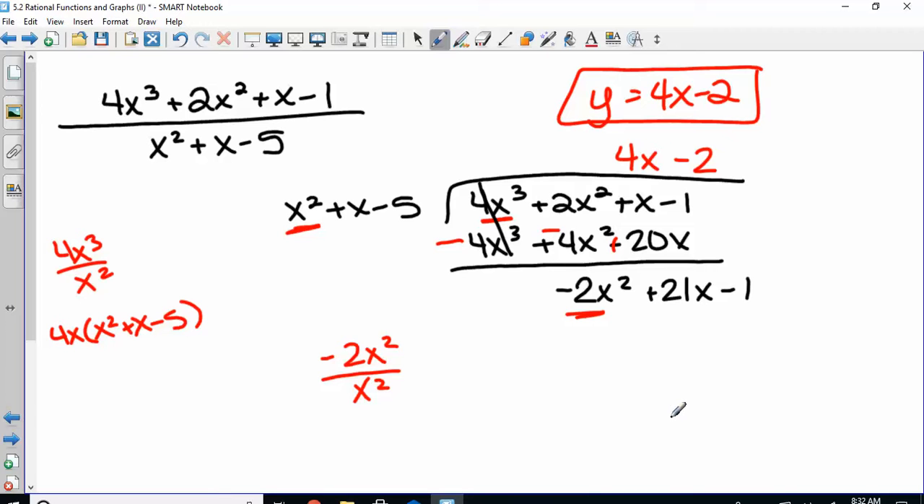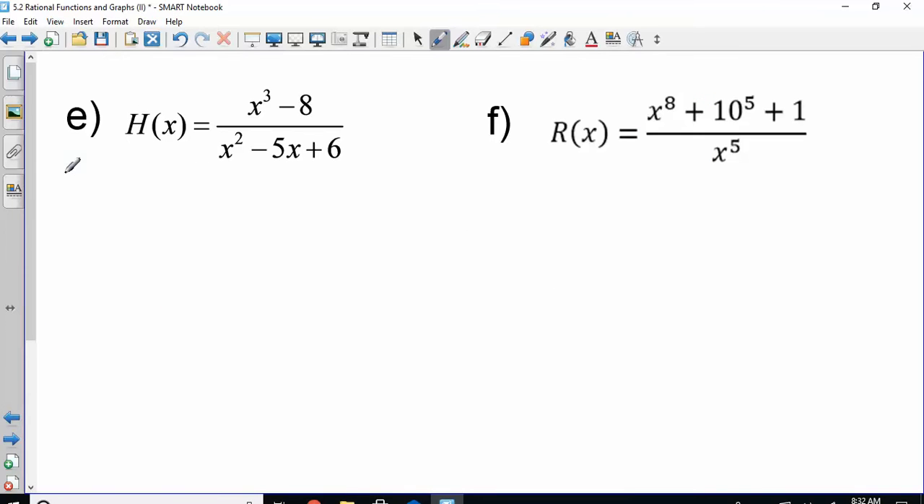Okay. Let's do 2 more examples of finding all the intercepts, or finding all of the asymptotes, and then I'm probably done for today.